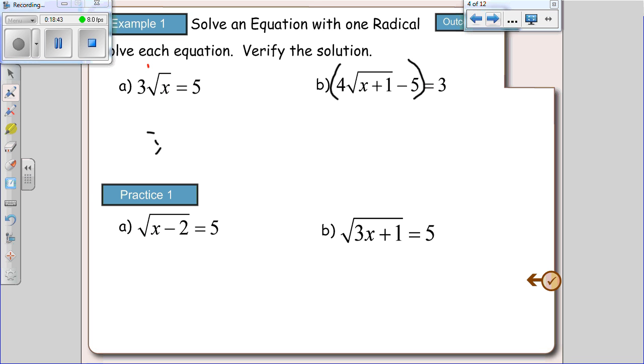Okay, Bailey's got the right answer. We're going to add 5 to both sides to start. Plus 5, plus 5. You now have 4 square root x plus 1 is equal to 8. Now we can get rid of that 4, so divide both sides by 4. You'll have the square root of x plus 1 is equal to 2.